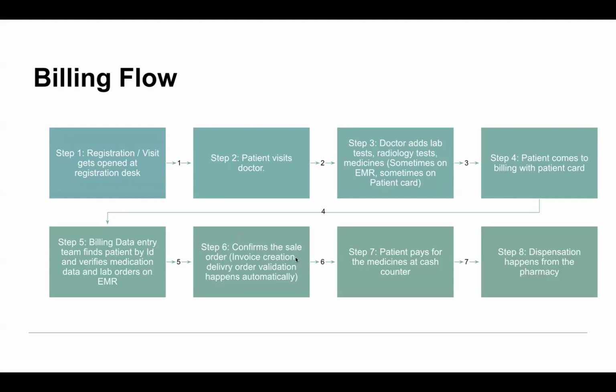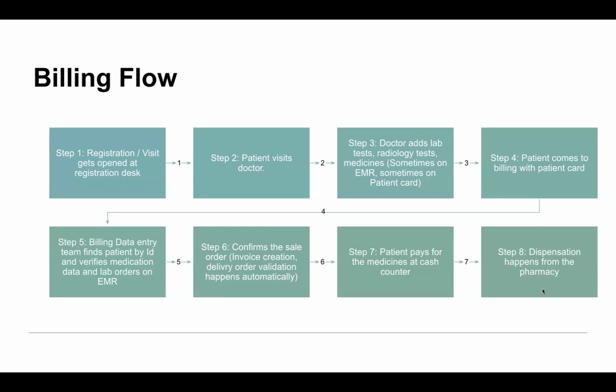So now with the new Odoo16, these processes are automated. As soon as they confirm the sale, the invoice gets created and confirmed, and the delivery order gets validated. Now, as soon as the delivery order gets validated, the stock gets reduced. Now the patient moves to the cash counter wherein the patient pays for the medicines, and then dispensation happens from the pharmacy.